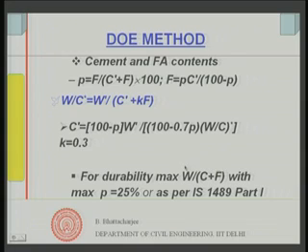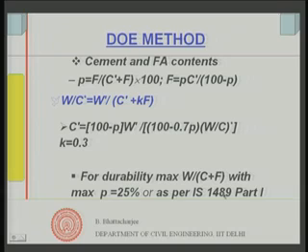Similarly, I can take the minimum cement content as C plus F complete, but there is one restriction as per our code. Currently, it says that the F value which you can take should be as per whatever is permissible in the relevant code for Portland pozzolana cement.